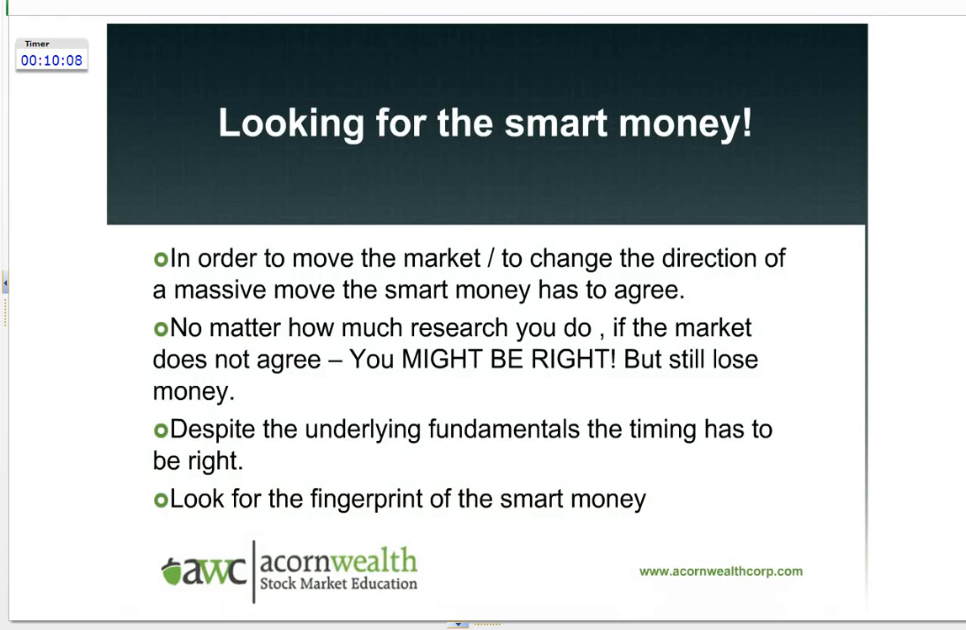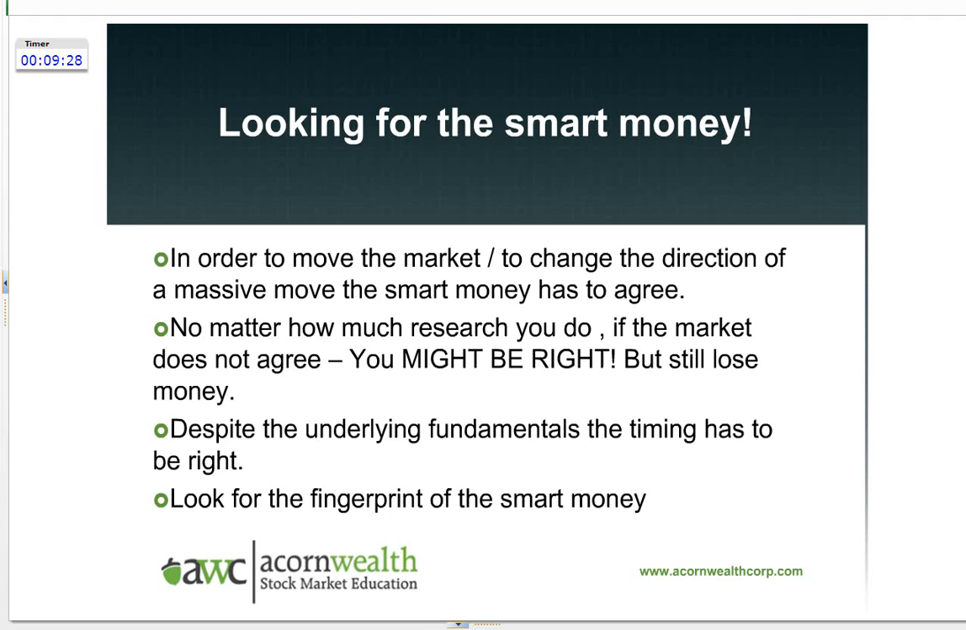Because if you found the diamond in the rough, the next Microsoft, the next Apple, the next whatever, and you buy that stock, but the rest of the market doesn't agree with you yet, and you buy that stock at $5, yeah, it might be $50 in 10 years from now, but it might drop to $1 first before the smart money starts to get in. And if you're in at 5, that's a very painful loss to hold on to. So whatever you do, the market has to agree. So despite underlying fundamentals, the timing has to be right also.